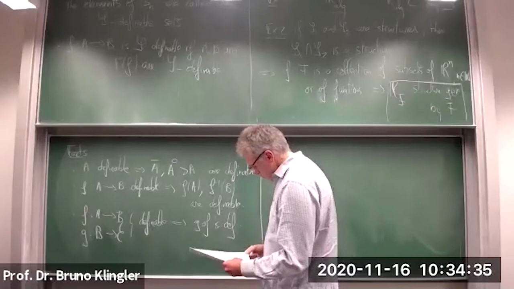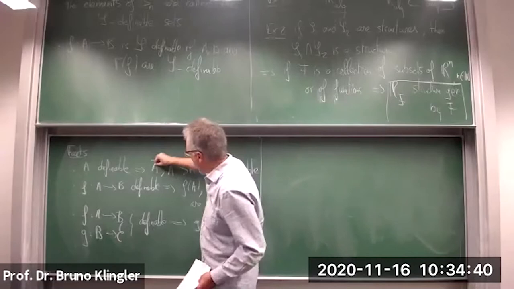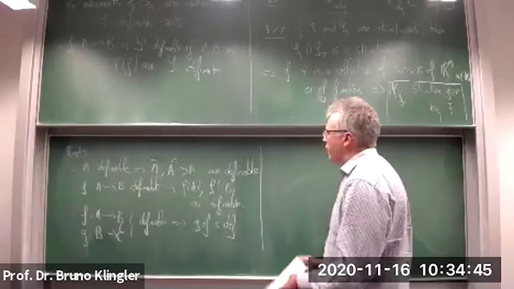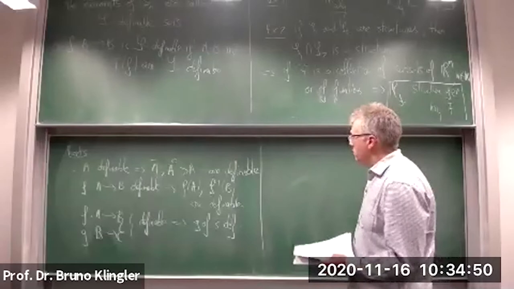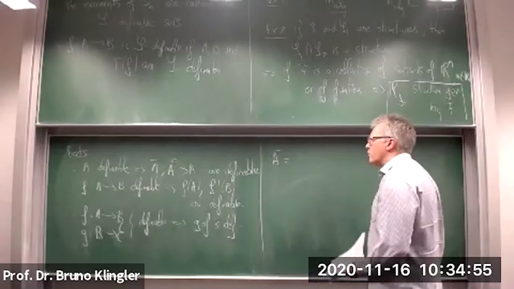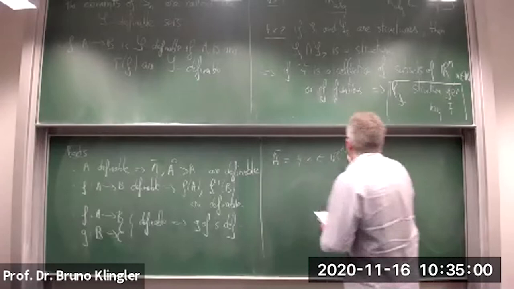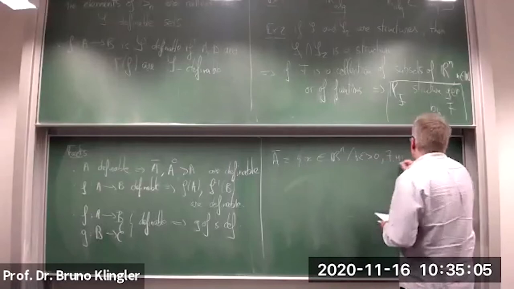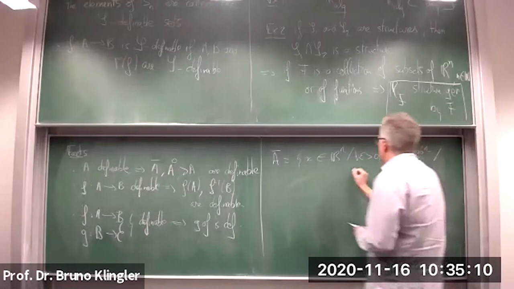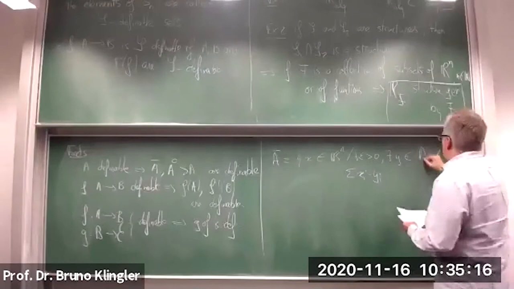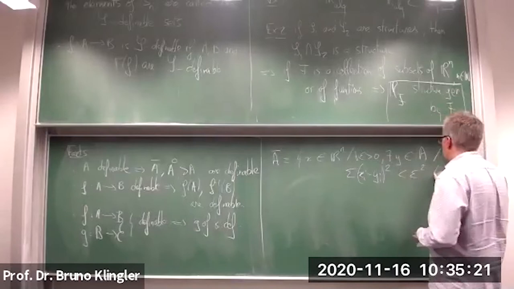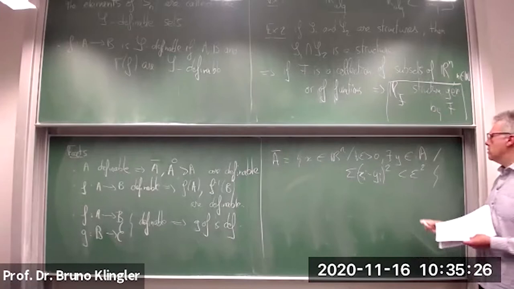What are we using to do this? For example, if you want to prove that A bar, the closure, is definable, well, basically we are just using the fact that the Euclidean norm squared is given by a semi-algebraic function. So let's check this. You write the usual definition of your closure. It is a subset of Rn. So the closure will be the set of points x in Rn such that for all epsilon larger than zero, there exists y in A such that the distance between x and y is smaller than, let's say, epsilon squared, right? So you see that the usual definition in terms of epsilon has quantifiers here.